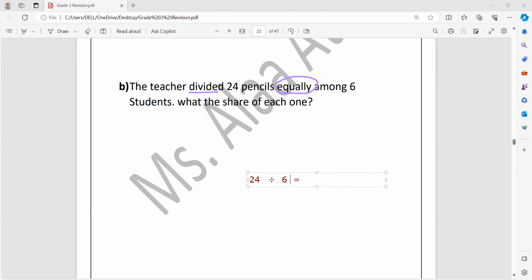Can you solve it? Yes, you are going to go to timetable 6 and ask yourself, 6 times what gives you 24? That's sure, it's 6 times 4. It means that each student will take 4 pencils. So the share of each one equals 4 pencils.